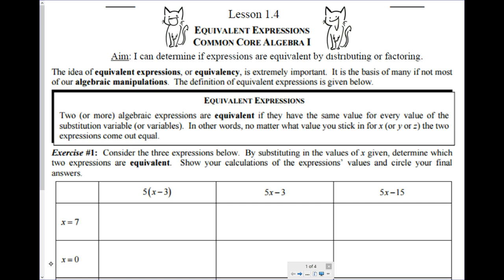Today we're going to talk about equivalent expressions. Your aim in this lesson is that you can determine if expressions are equivalent by distributing or factoring.